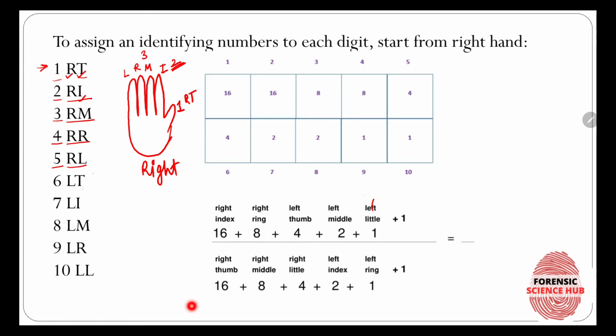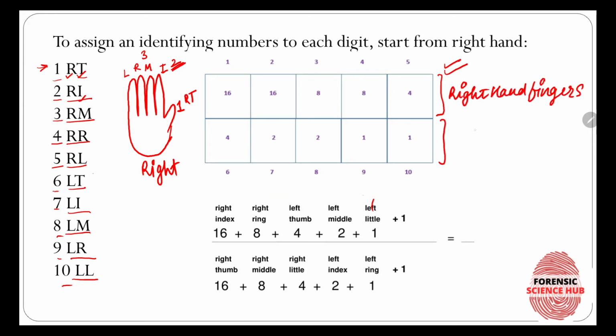Similarly we go on for the left hand also: left thumb, left index, left middle, left ring, and left little finger. Numbers 6, 7, 8, 9, 10, likewise the numbering is done. Then next we have this table. In this table, this particular row is for the right hand fingers, and this particular row is for the left hand fingers. How are we going to move? You can see 1 is written over here, this means that it is the right thumb.